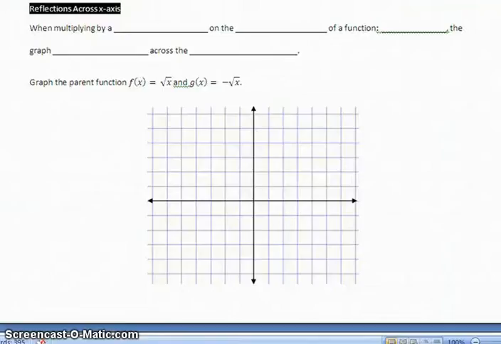Welcome back to Reflections. And the first one we're going to talk about is when a function is reflected across the x-axis. To do that, we multiply a negative on the outside of the function. So I'm going to have minus f of x. The graph actually flips or reflects across the x-axis.